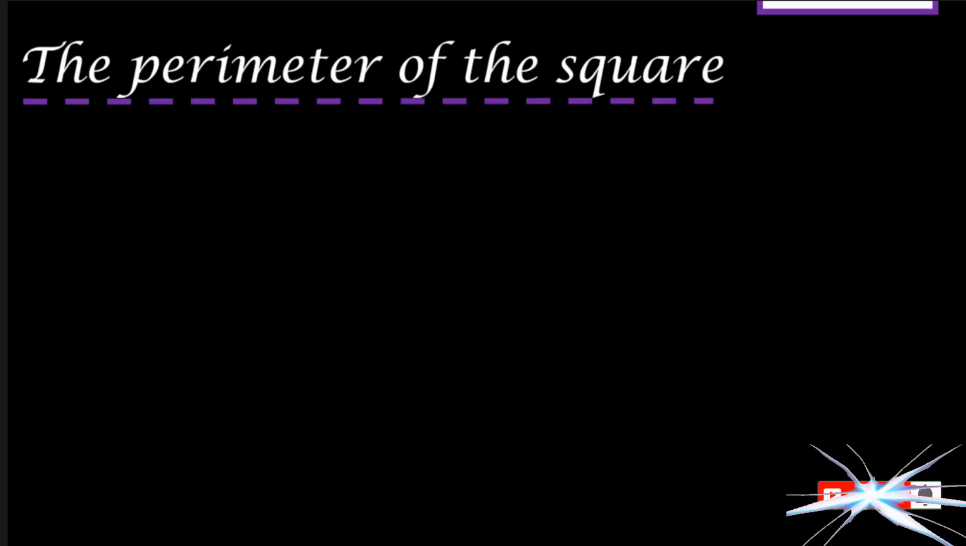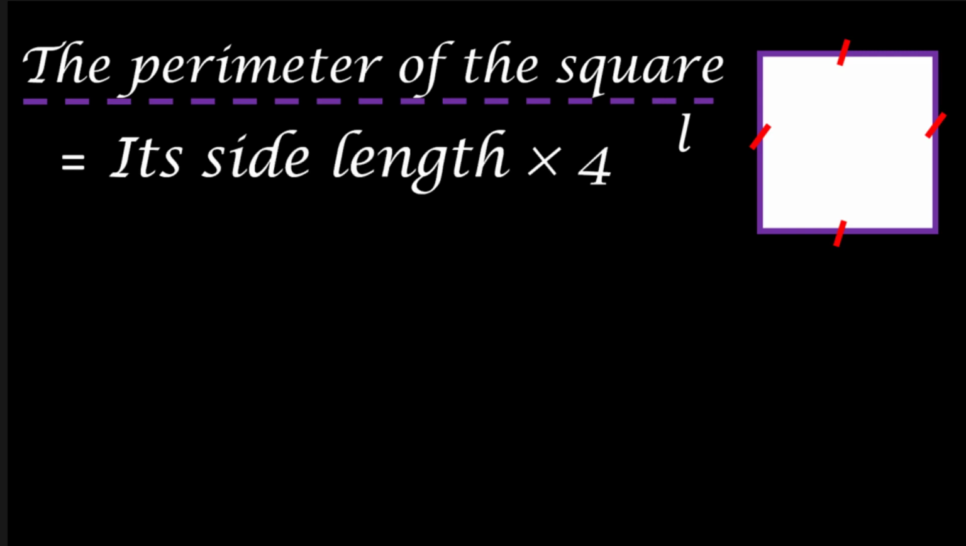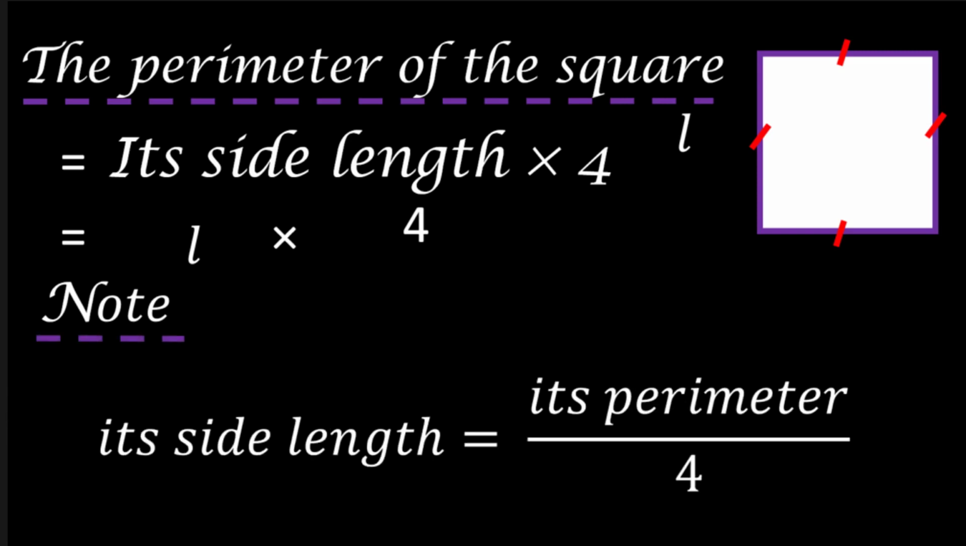But how can we find the perimeter of the square? If we have a square here, all sides of the square are equal. So to find its perimeter, just take its side length times 4. 4 is what? It is the number of sides. So it will be L times 4. Note, if we have the perimeter of the square, how can we find its side length? Its side length equals its perimeter divided by 4.